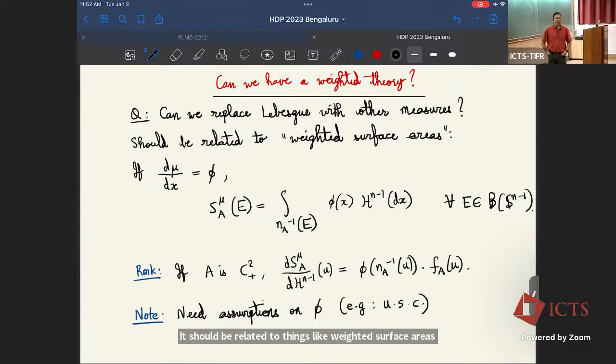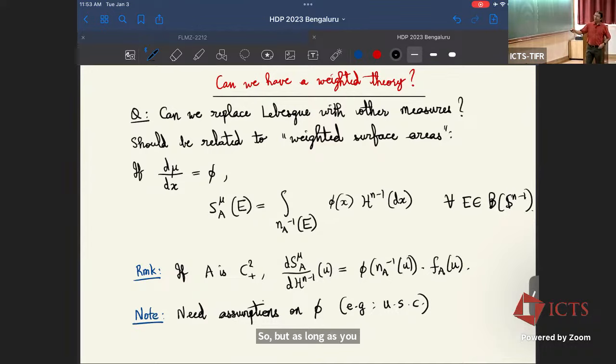If you take some measure mu on Rn, which has density phi with respect to the Lebesgue measure, then we can talk about the weighted surface area. So this is the surface area measure on the sphere weighted by mu, where instead of just looking at the push forward of the Hausdorff measure by the Gauss map, you insert this density phi here. For this to make sense, you want your density to be nice. You don't want it to be just integrable, because in that case phi may not even be well defined on things like the boundary of a convex set. An integrable function may not be well defined on some subset of lower dimension, right? But as long as you have phi being, say, upper semi-continuous or something, you can show that this makes sense. So, for example, continuity assumptions on your density ensure that this kind of definition makes sense.